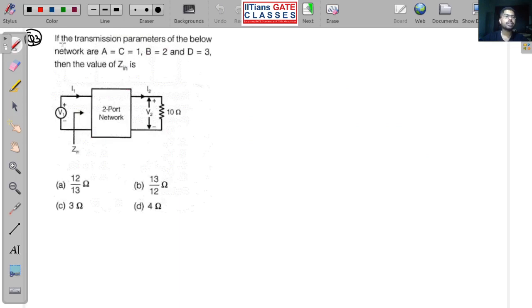Now the third question they have given is: the transmission parameters of the below network are A equal to 1, B equal to 2, C equal to 1, D equal to 3. Then the value of Z in is what they have asked. Z in is V1 by I1. This is the unconditional input impedance.